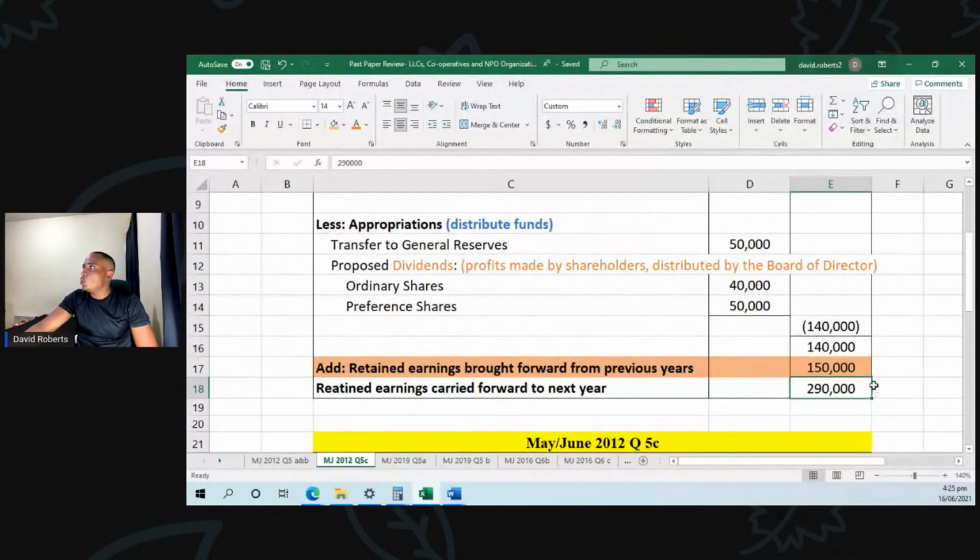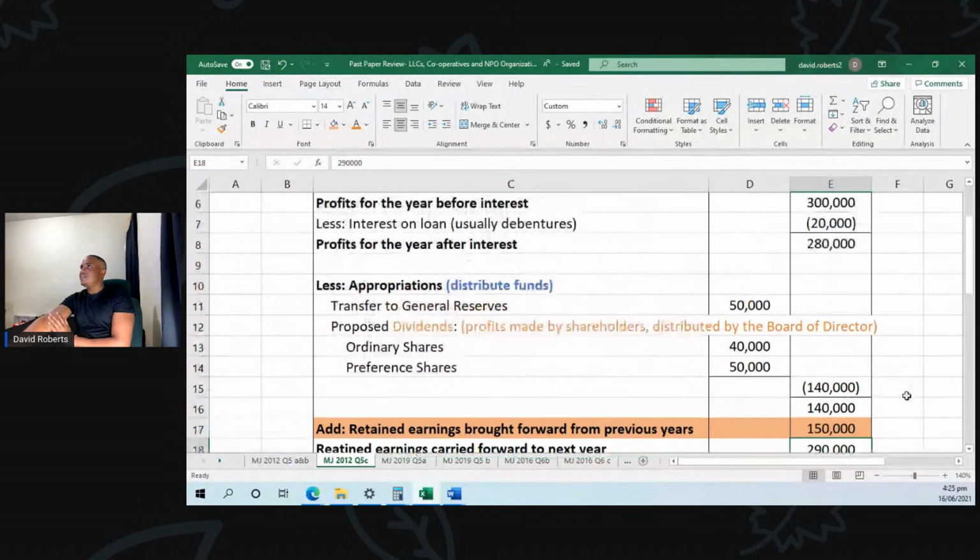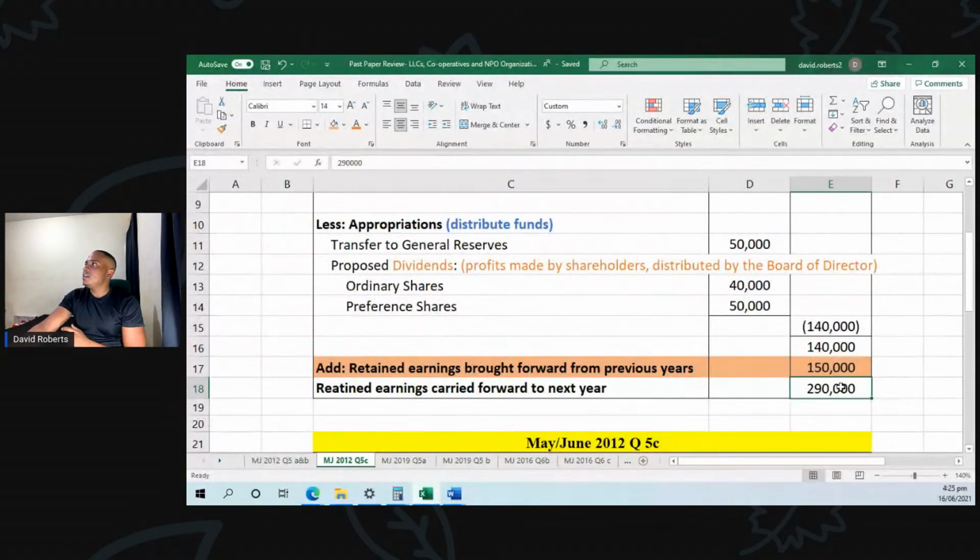Would it be debited? No. Remember, if it's a T account, this would be credited because this would be an increase in capital. This is capital being increased in the business, and therefore this would be a credit, not a debit.